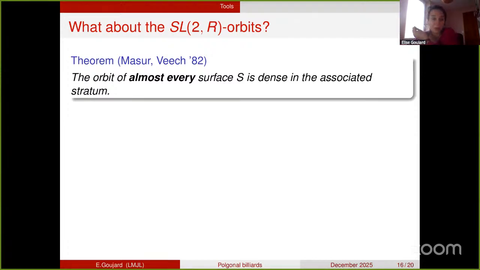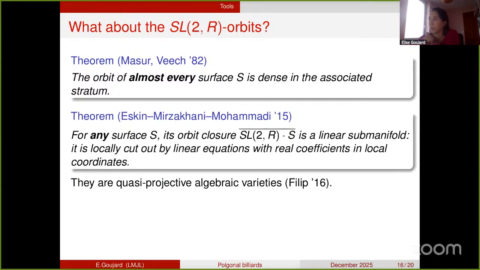So you don't know anything about the SL2R. I mean, this result does not say anything about billiards so far. But recently there was this important result by Eskin, Mirzakhani, Mohammadi in 2015, saying that now take any surface, really any surface, not almost every, you can say things about its SL2R orbit closure.